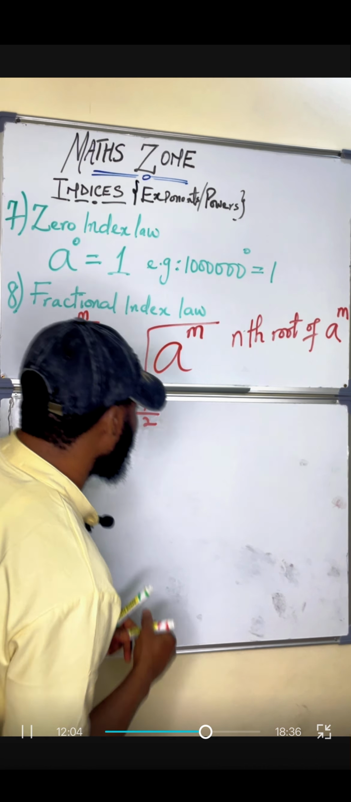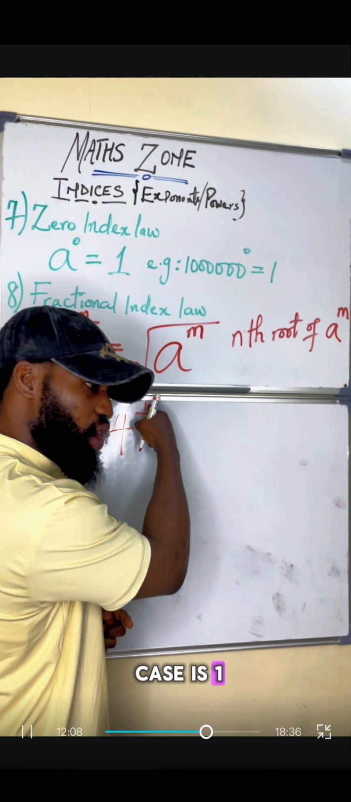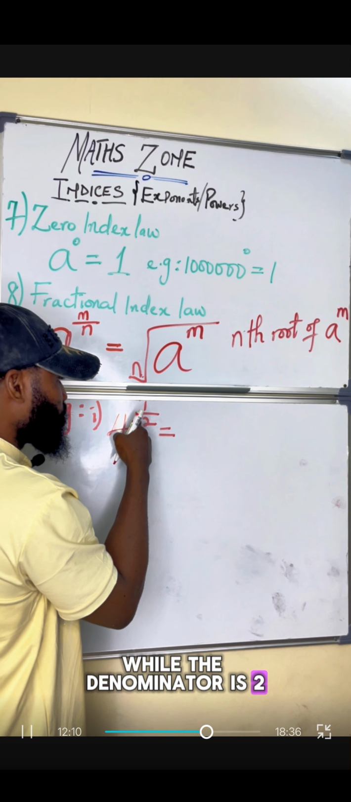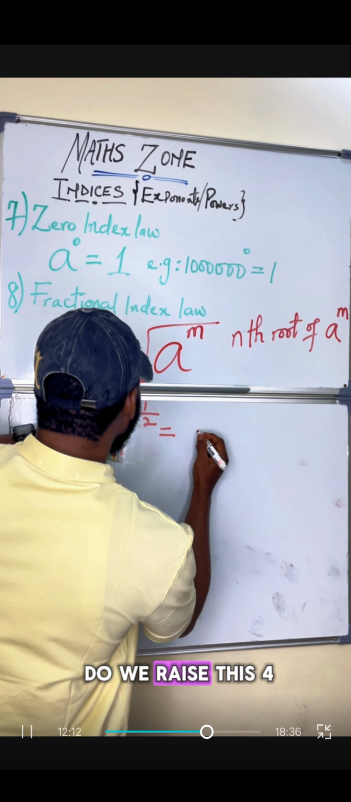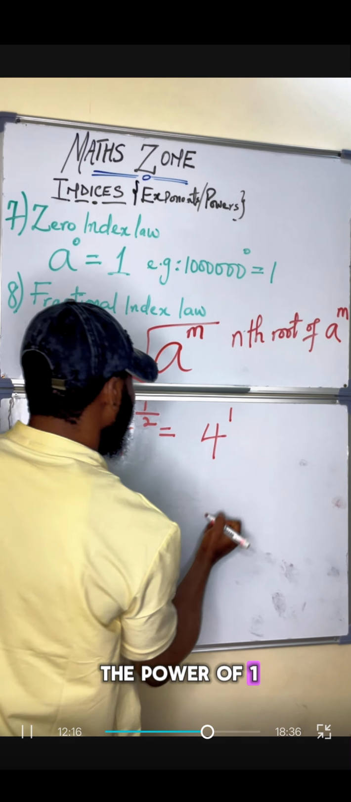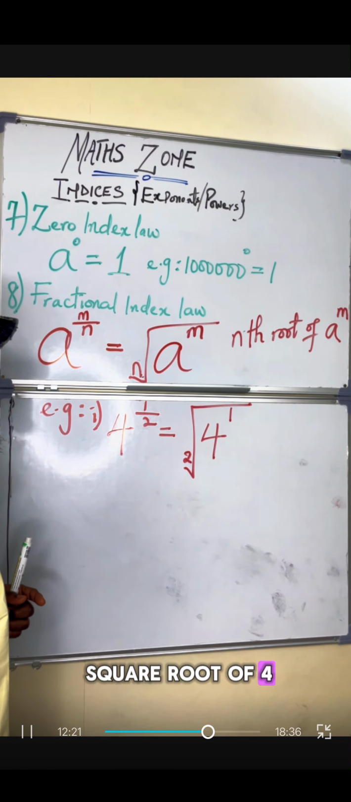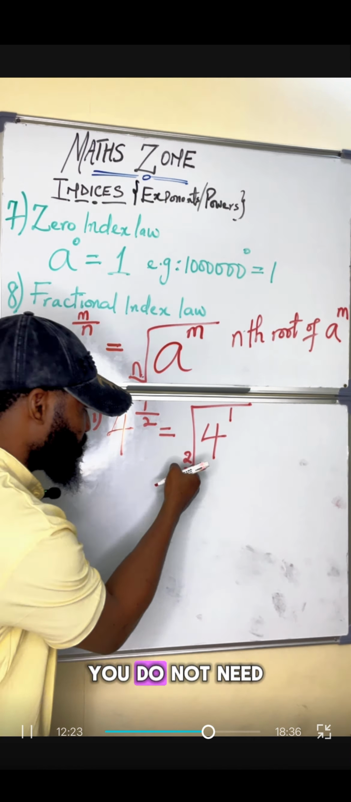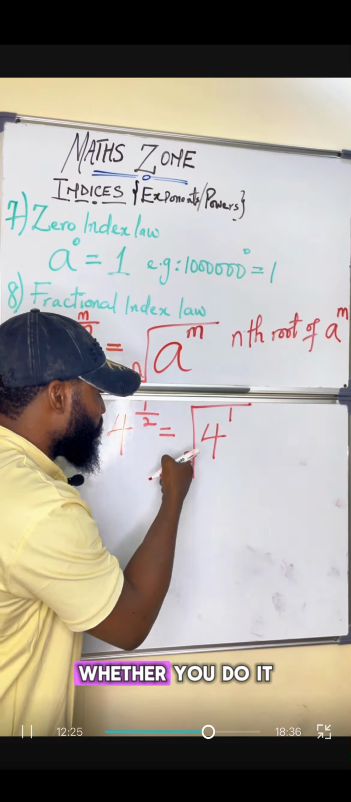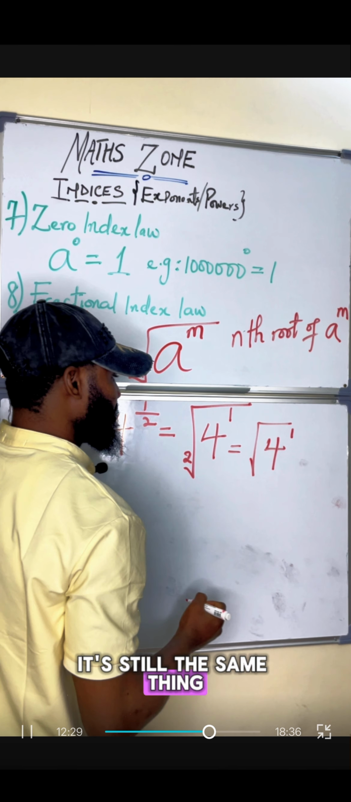And let's check this. According to the law, we can see that the numerator in this case is 1, while the denominator is 2. So what do we do? We raise this 4 to the power of 1, then we take the square root of 4. You know that for the square root, you do not need to put this 2. Whether you do it like this or you write it this way, it's still the same thing.